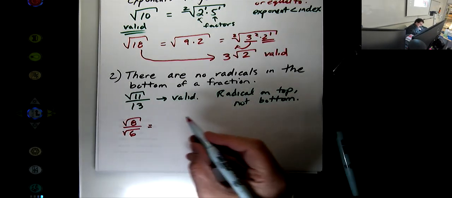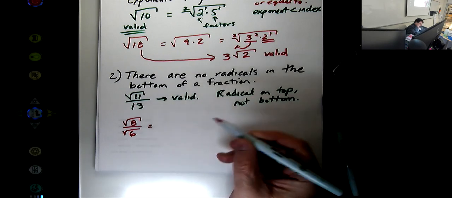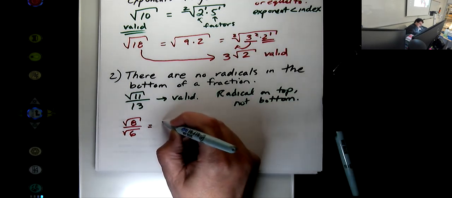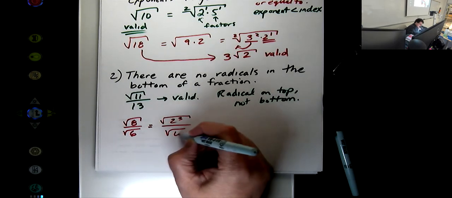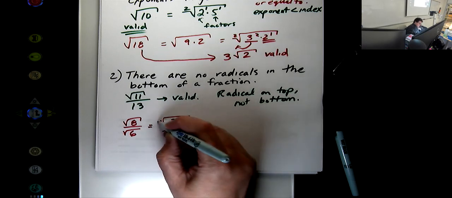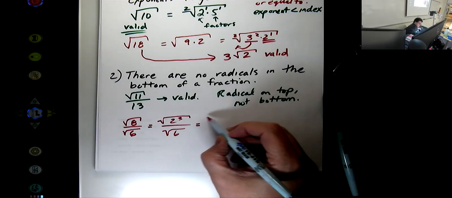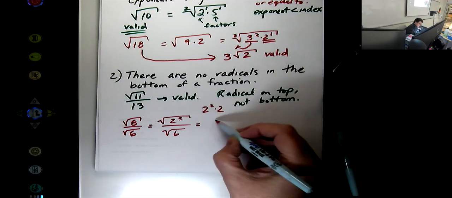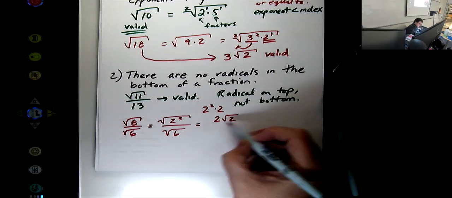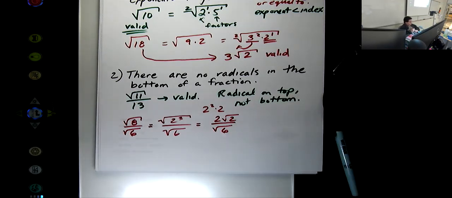I think it's helpful to do both at the same time, or maybe start with what's on top. The square root of 8 is the square root of 2 cubed, over the square root of 6. I can write this as 2 squared times 2, and that means a 2 comes out. So I've got 2 square root of 2 on top, square root of 6 on bottom. So far, that's the best we could do.